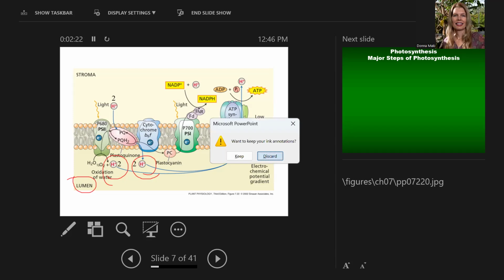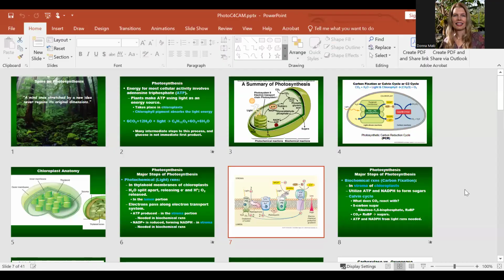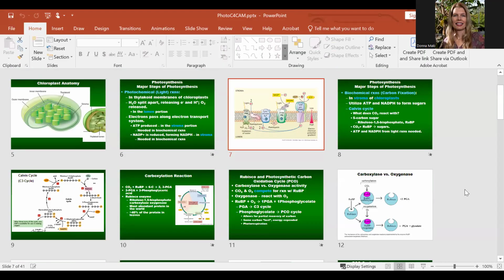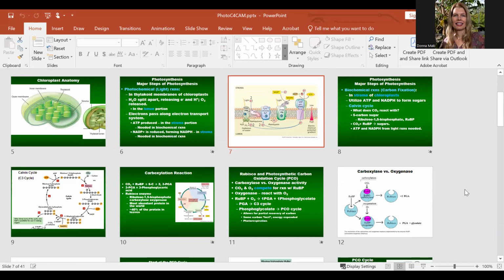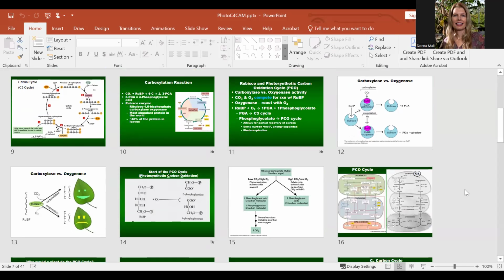Other questions on the light reactions? What about Calvin cycle, photorespiration cycle, Rubisco?